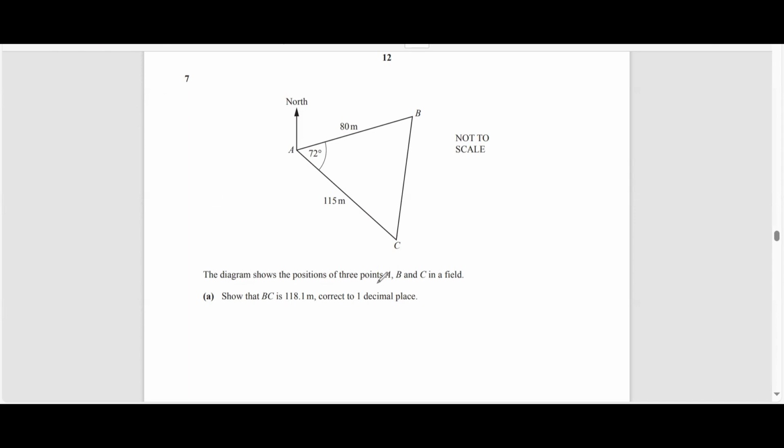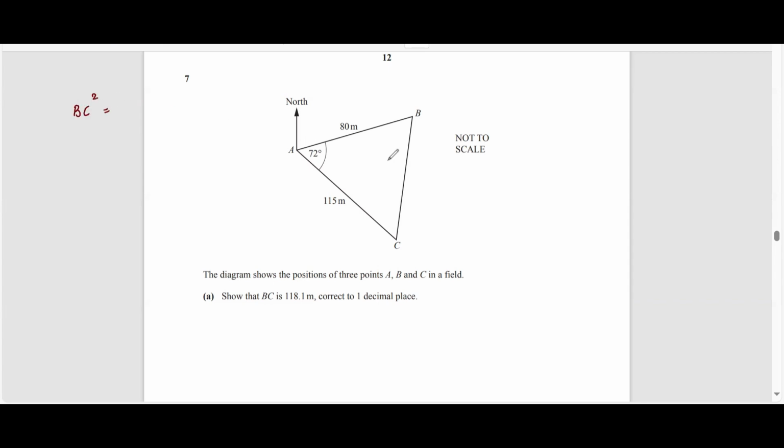The diagram shows the position of 3 points A, B, C in a field. Show that BC is 118.1 meter correct to 1 decimal place. So BC is what we need to find out. Since we have two adjacent sides and the angle connecting them, to find out the side length BC, we can use cosine rule. So let's take BC square.